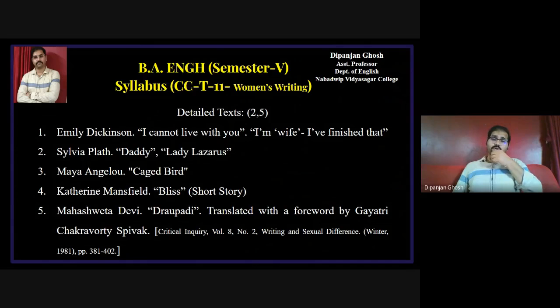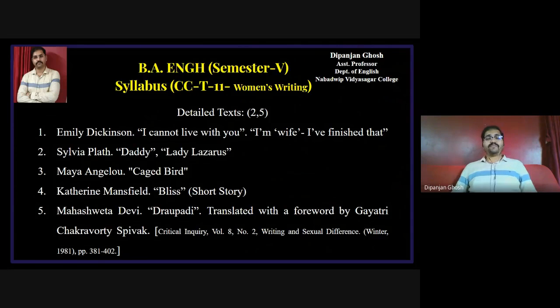Now, what happens for the book lists, that means where can you trace these texts to be present? The problem is, in a single book you cannot find these writings. That means you have to try to identify them. For example, you can find some poems written by Emily Dickinson. From that particular book, you can find poems like "I Cannot Live with You" or "I Am Wife, I Have Finished That." And so far as Sylvia Plath is concerned, you will probably find Daddy and Lady Lazarus. These two texts can be traced on the internet, obviously.